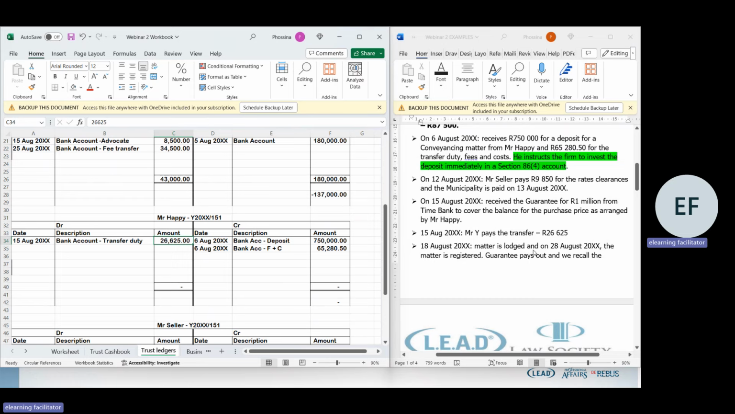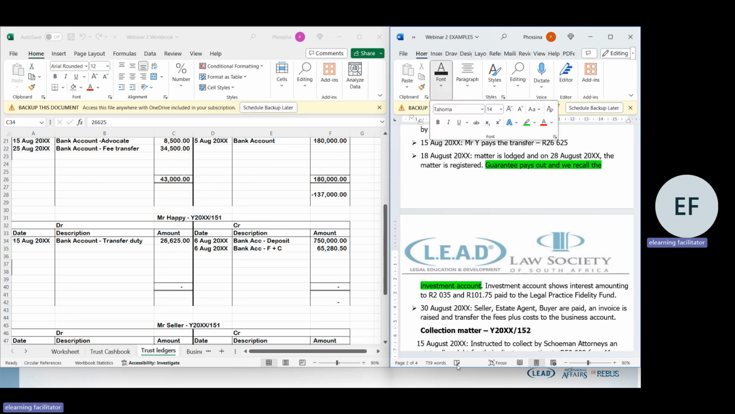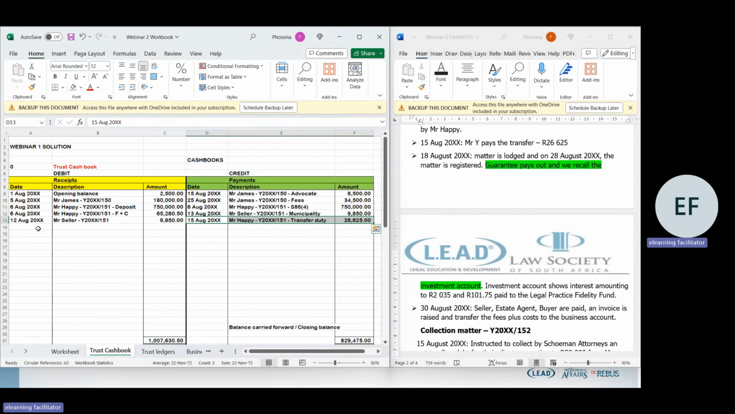18 August 20XX, the matter is lodged, and on 28 August 20XX, the matter is registered. Guarantee pays out, and we recall the investment account. Okay, 28 August, this is very crucial. So when the guarantee pays out, it means TymeBank pays in money into our account. So what do we do? We record. Our idea here is to record as much as possible, show our transactions.